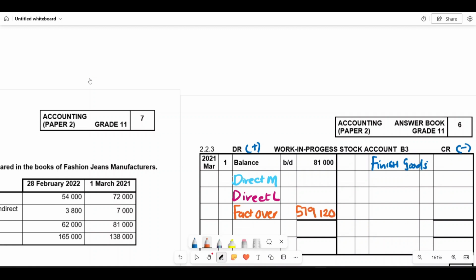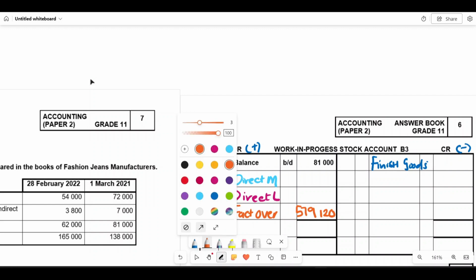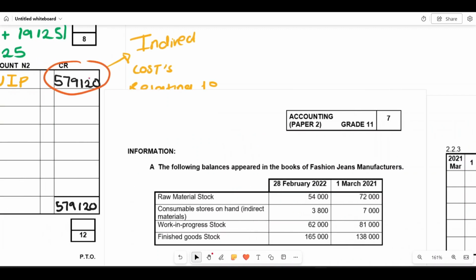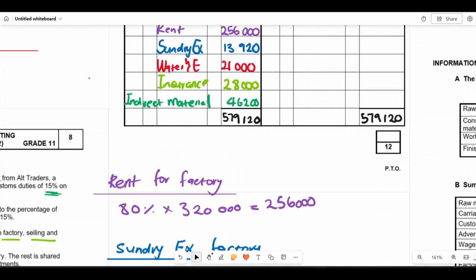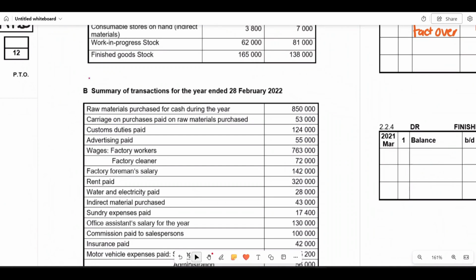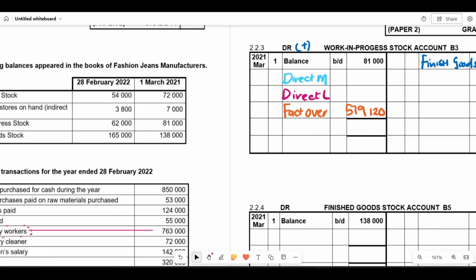Your direct labor cost. Now this is labor related to those people who are doing the actual production, right? Who are making the actual product. Direct labor. So basically, to be specific, factory workers. Now, wages for our factory workers. This would be our direct labor because these people are involved in the actual production, right? Your factory workers. So 763,000 would form part of your direct labor.